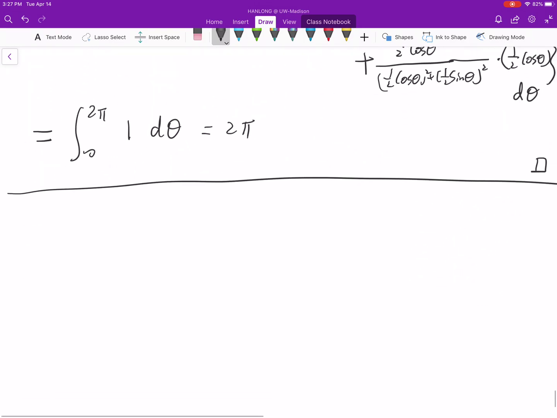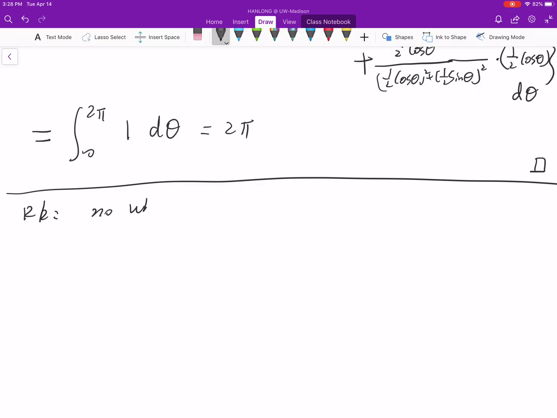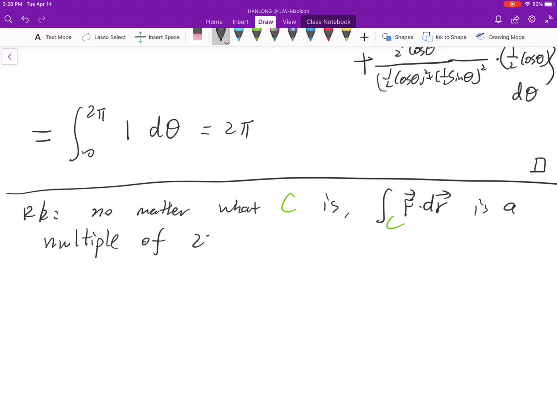And actually, it's a general fact. No matter what C is, the integral over C is a multiple of 2 pi. Okay, I will stop here.